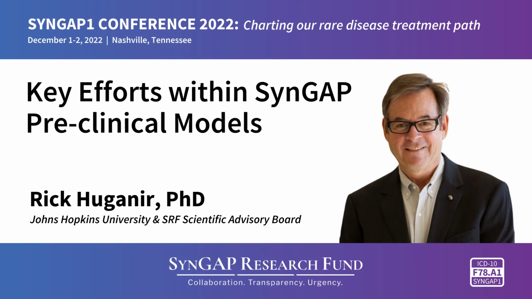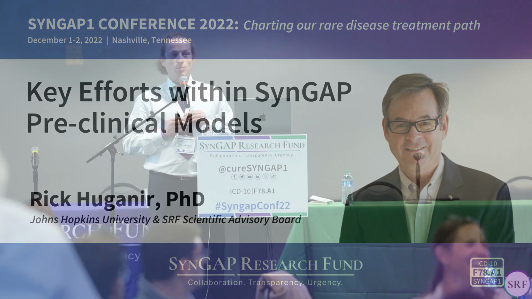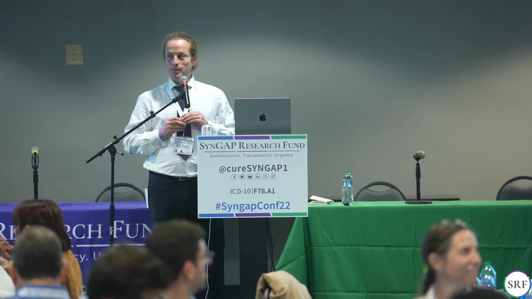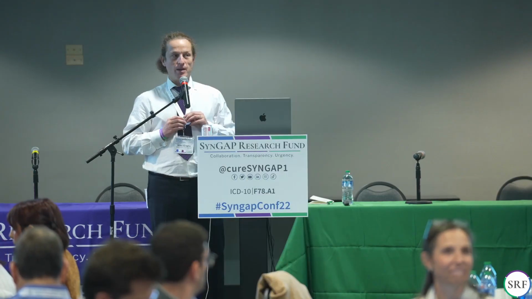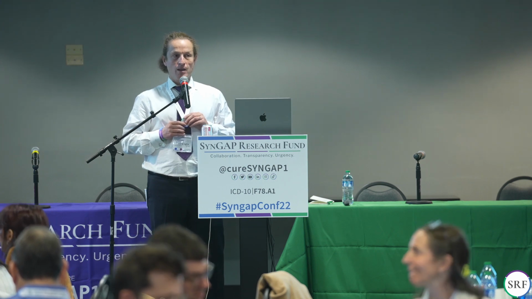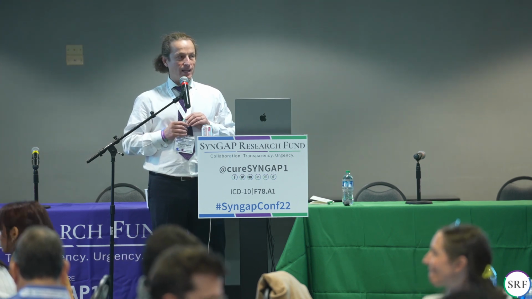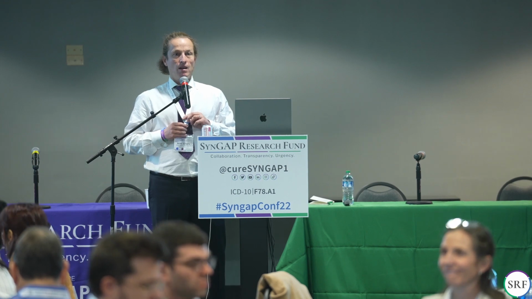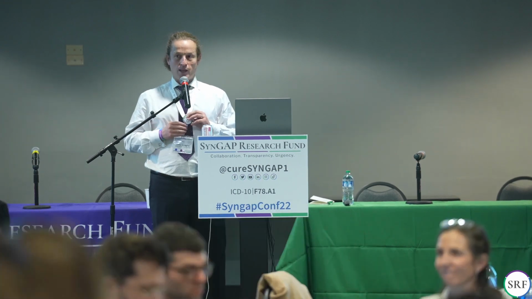It is my privilege to start the next session by introducing our moderator, Professor Rick Huganier from Hopkins. As I mentioned at the top, he's one of the first people we spoke to. He's one of the first grants we gave. It was his lab in 1998 that identified the SYNGAP gene. And he's got an incredible bio, and you should read it online.